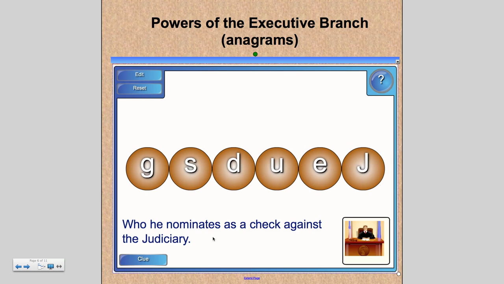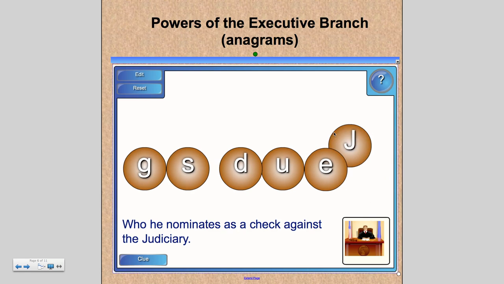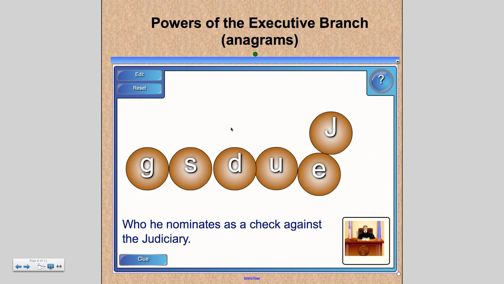Who he nominates as a check against the judiciary. So the judiciary has things called judges. Good job.